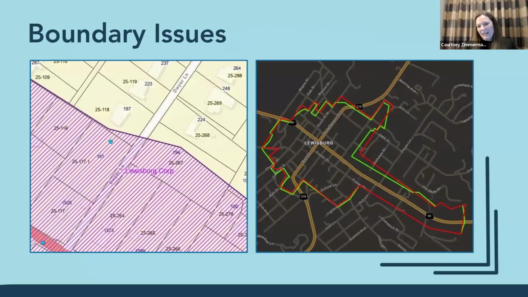Boundary issues. Now, not the kind that you have to go to the therapist for. I mean, maybe, I don't know. Sometimes I feel like I need to when I'm dealing with these maps, but this is a project we're working on in Lewisburg. The red line were the UTM points, the coordinates that were listed in the nomination. The green line is the tracing of the sketch map in that same nomination, and they're not the same. Even the same nomination had two different boundaries, and this boundary cut through people's parcels.